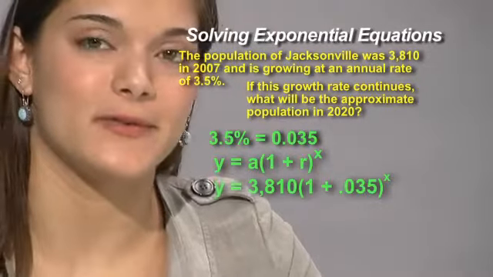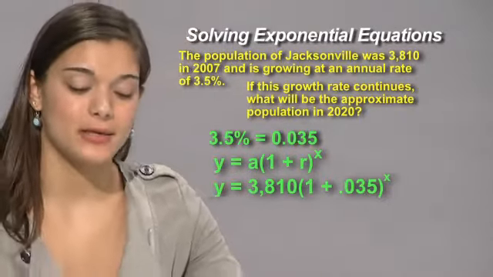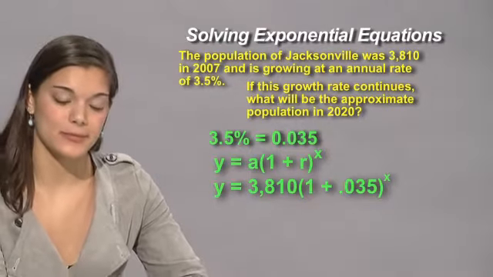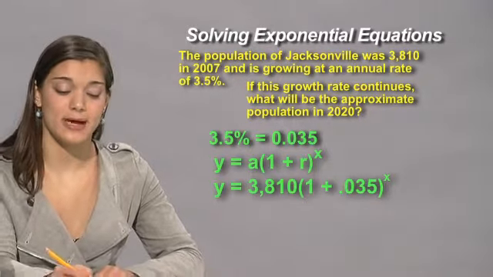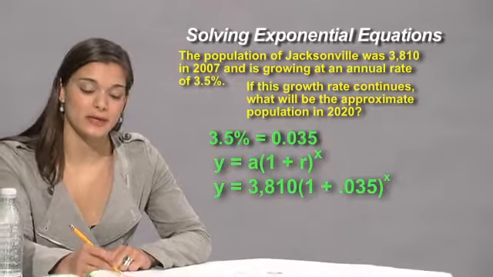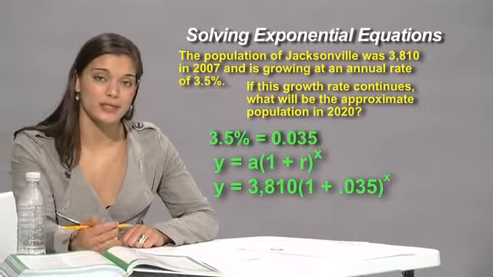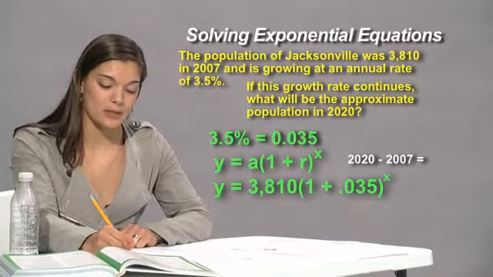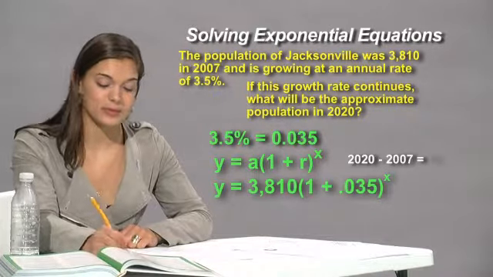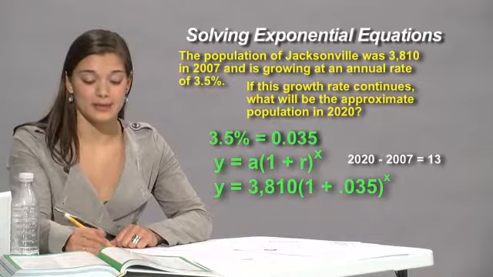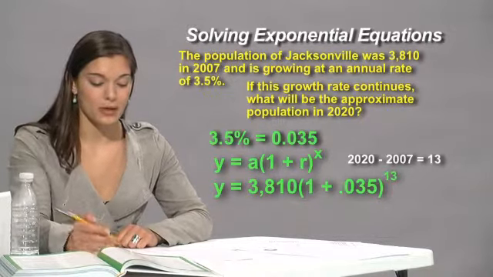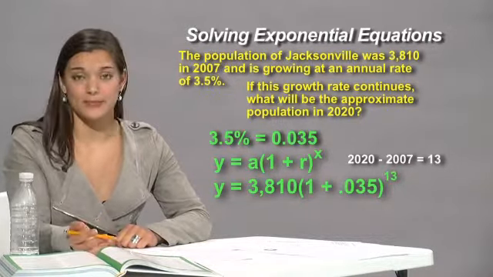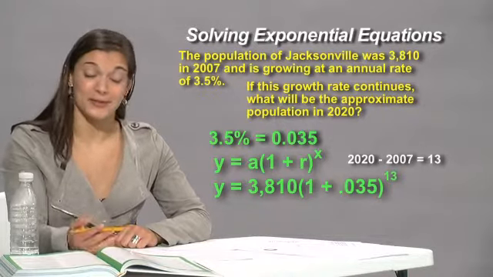The last thing we need for this equation is our x. Here's the number of years that have passed. We know that we're trying to find the time change from 2007 to find the new population in 2020. We can just subtract those numbers to find the difference. 2020 minus 2007 is 13. Our x equals 13. We know the initial population, a, and now the only thing we have to do is find our final population.